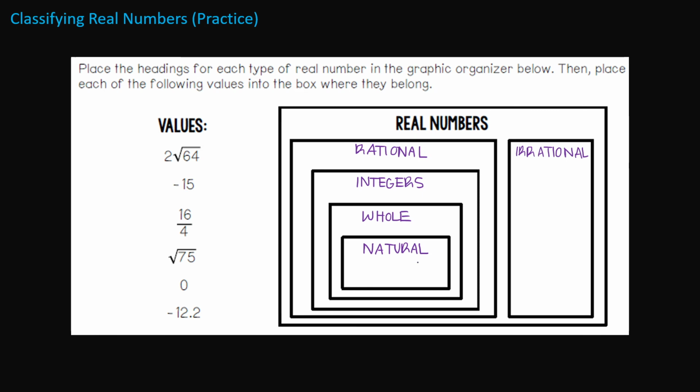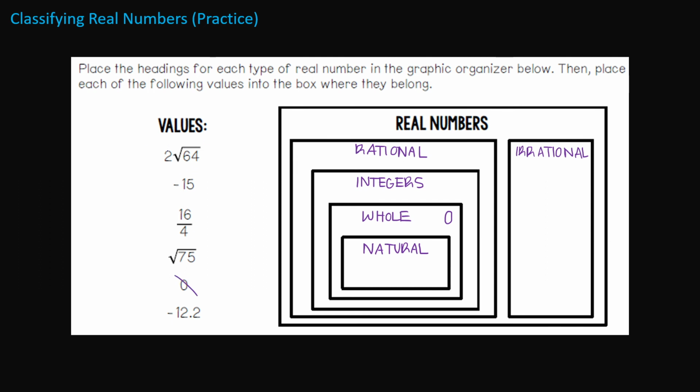So you'll notice that natural numbers can be whole numbers, but whole numbers aren't necessarily natural numbers. The most specific example I can come up with here is 0. 0 is a whole number, but it is not a natural number. So let me cross that off our list.